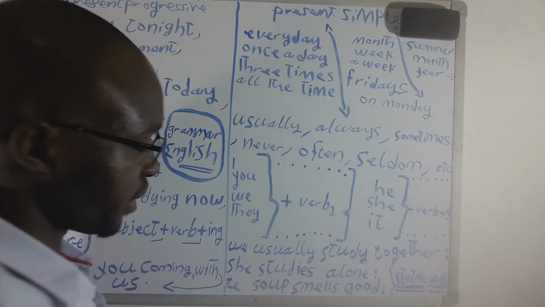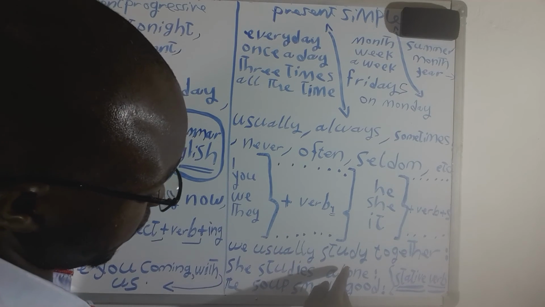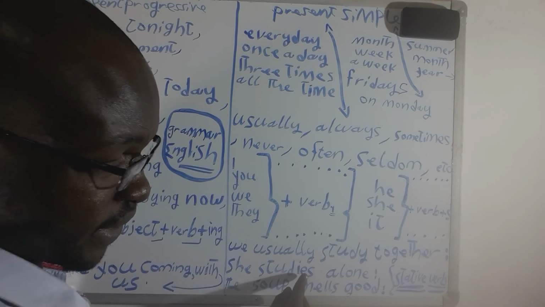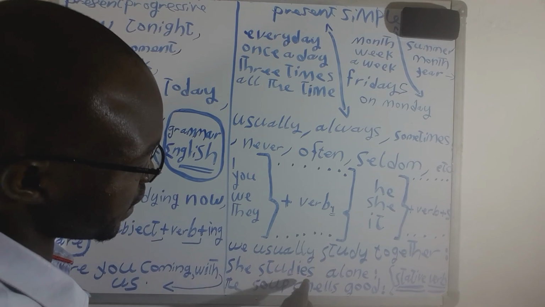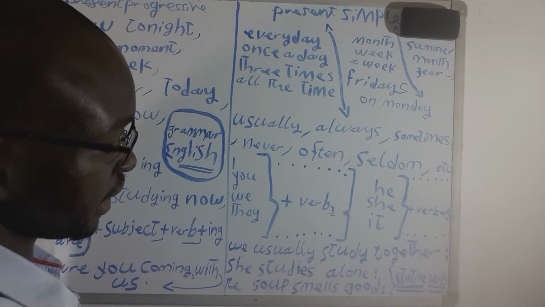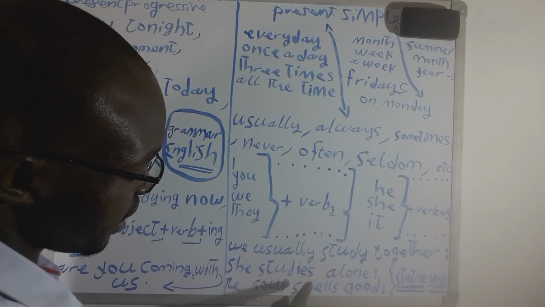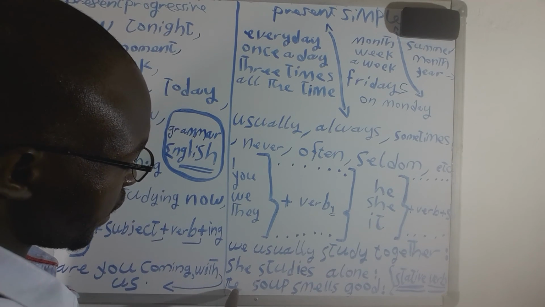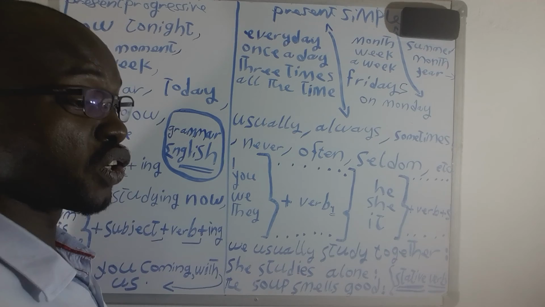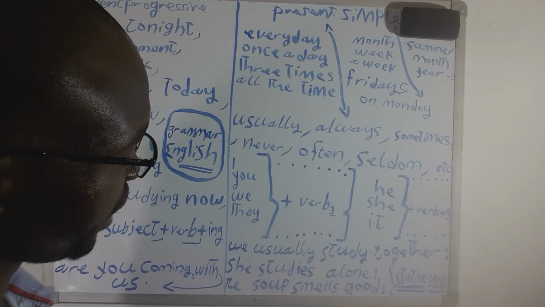Okay? Now, let's see here, down here, it will be clear. We usually study. We usually study together. She studies. Why do I say she studies? Why not she study? Because she plus s in present simple. She studies alone. The soup smells good. Soup means something which you cook and you eat.